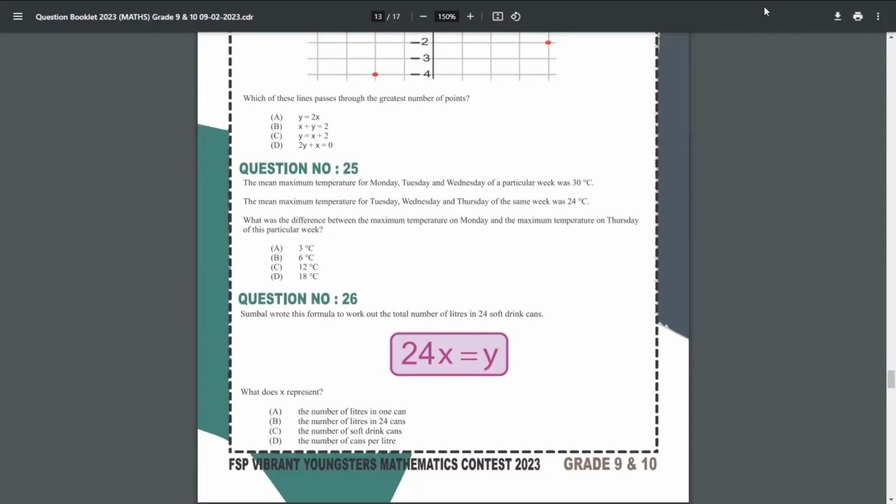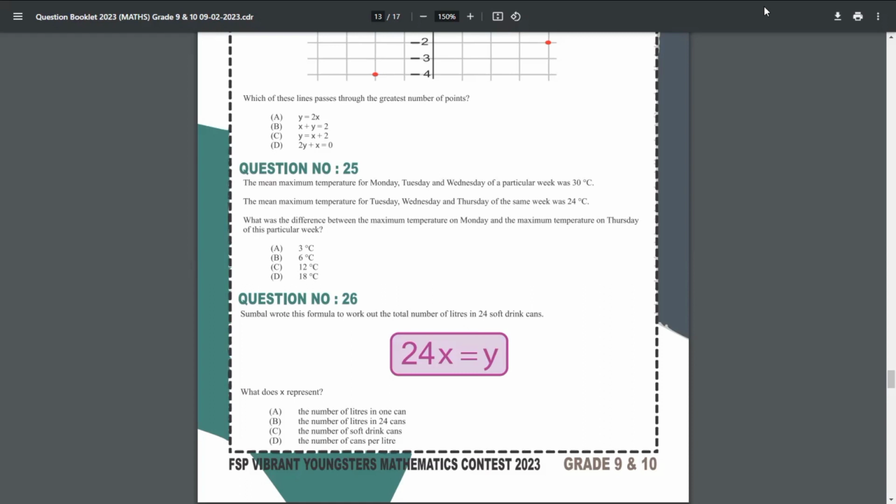Question 25. The mean maximum temperature for Monday, Tuesday and Wednesday of a particular week was 30 degrees centigrade. The mean maximum temperature for Tuesday, Wednesday and Thursday of the same week was 24 degrees centigrade. What was the difference between the maximum temperature on Monday and the maximum temperature on Thursday of this particular week? So the correct option is D, 18 degrees centigrade.